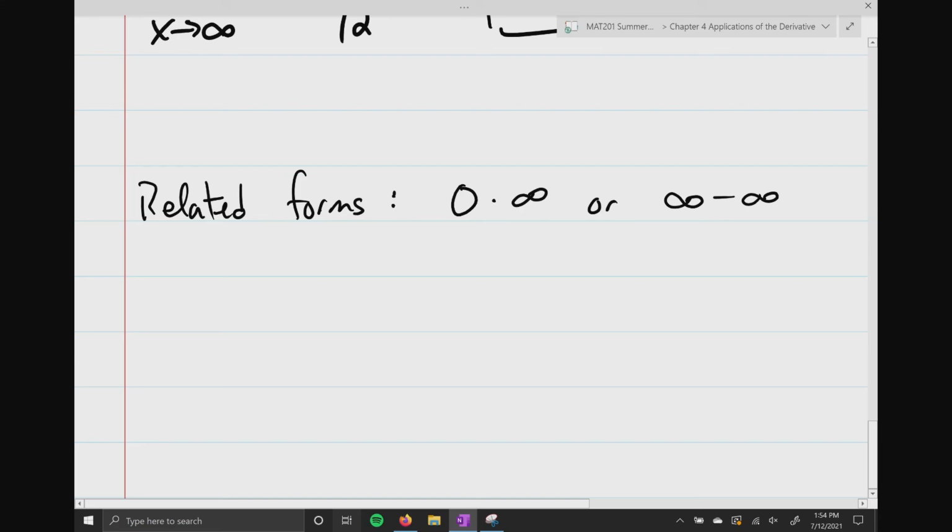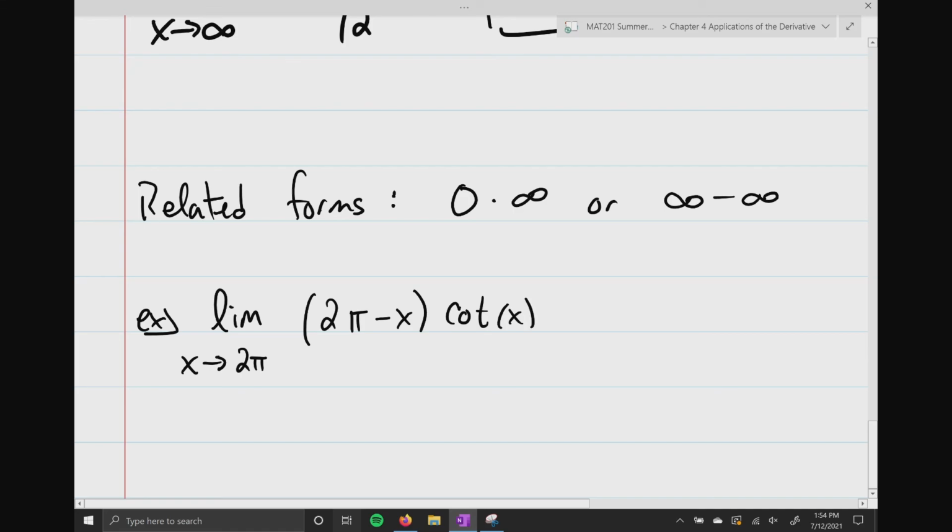All right. So what I mean by that is, I think the easiest way is just to show you an example. All right. So here's an example right here. So we're going to find the limit as x approaches 2 pi of 2 pi minus x times cotangent x. Okay?